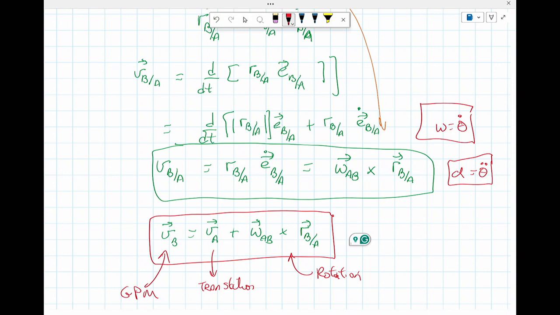But the main point is that this term deals with the rate of change of direction. Because of that, you end up being normal to it, and that's where you end up with the omega. Okay, general plane motion, all of that.